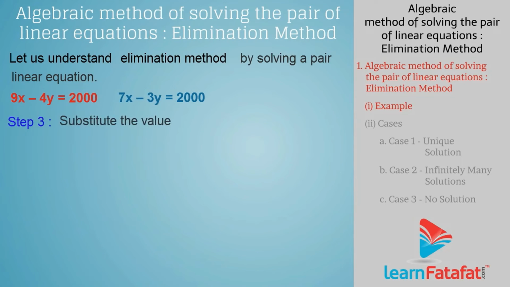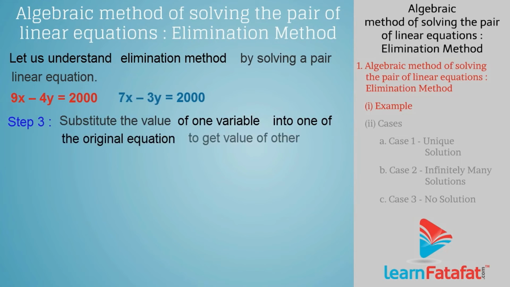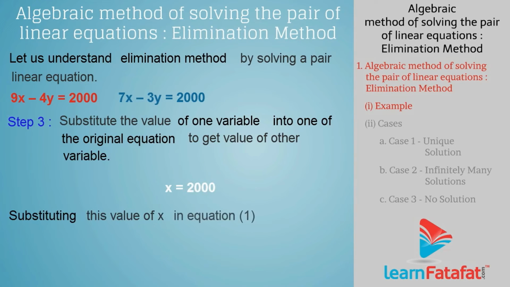Step 3. Substitute the value of one variable into one of the original equations to get the value of the other variable. We have x is equal to 2000. Substituting this value of x in 1 and solving the equation, we get y is equal to 4000.